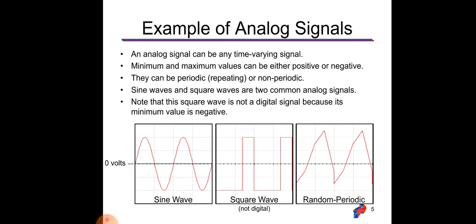Sine waves and square waves are two common analog signals which are generally used. Note that this square wave is not a digital signal because its minimum value is negative. So as I have just explained, the minimum value is negative, so it is not a digital signal, it is a square wave. And the third one is random periodic. It means the values change, and accordingly the values plotted on the graph also change. It is a random periodic wave in the third diagram.